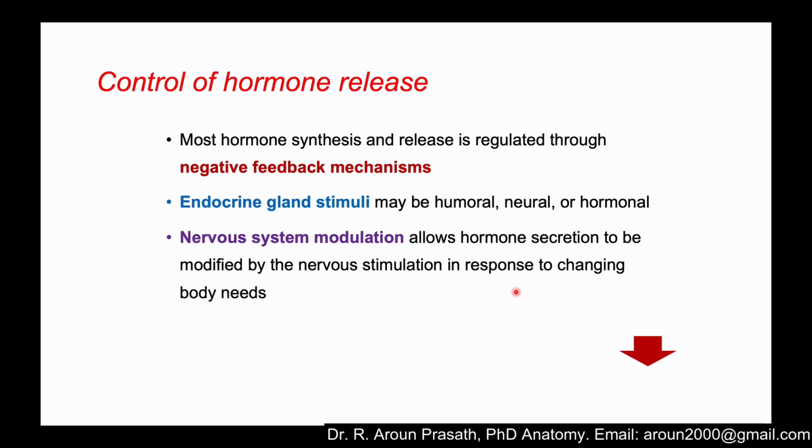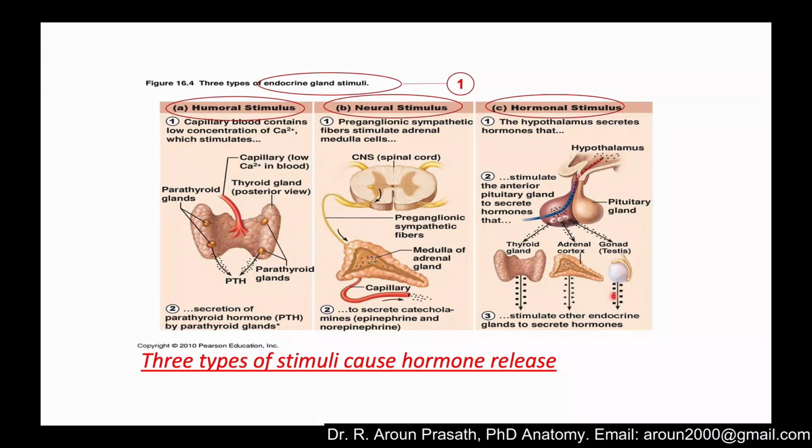Okay, so another control of hormone release is by endocrine gland stimuli, and the nervous system also controls hormone release. Here you can see there are three types of factors: humoral stimulation, neural stimulation, and hormonal stimulation. How does humoral stimulation work? For example, whenever the calcium level in the blood is reduced, calcitonin and parathyroid secretion is increased or decreased. So that is what we call humoral stimulation.